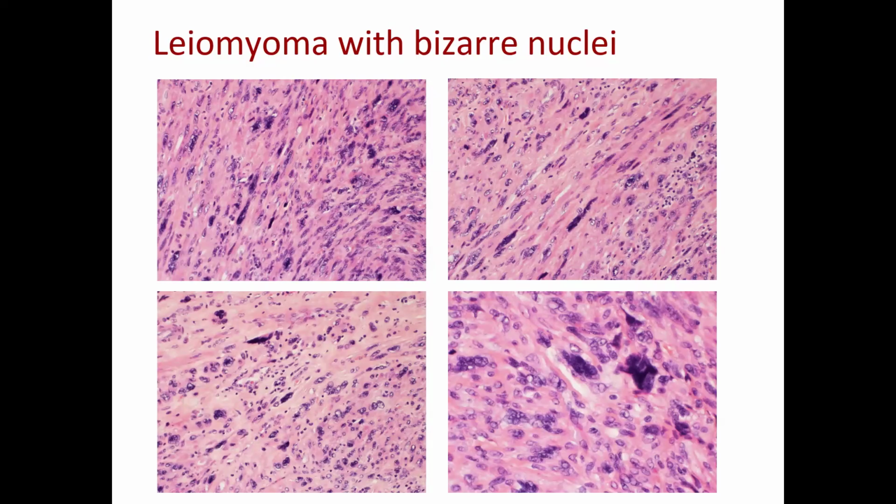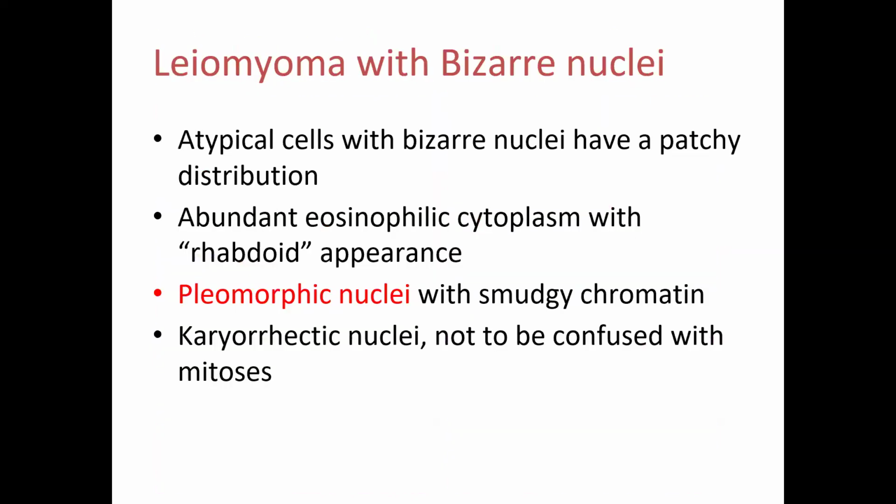Interestingly, in leiomyosarcoma, you may struggle to find atypical nuclei like this. But when the field is all atypical nuclei, it's almost too good to be true. When I see this, I just laugh because it looks like a leiomyoma with bizarre nuclei. So the clue here is that you have pleomorphic nuclei in the absence of mitosis.